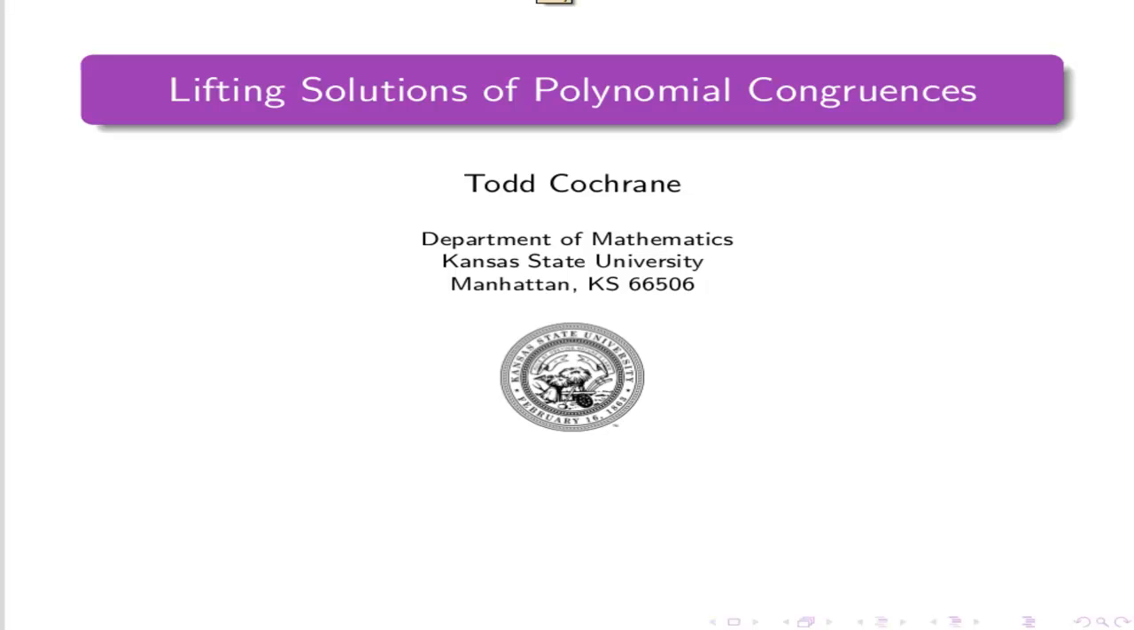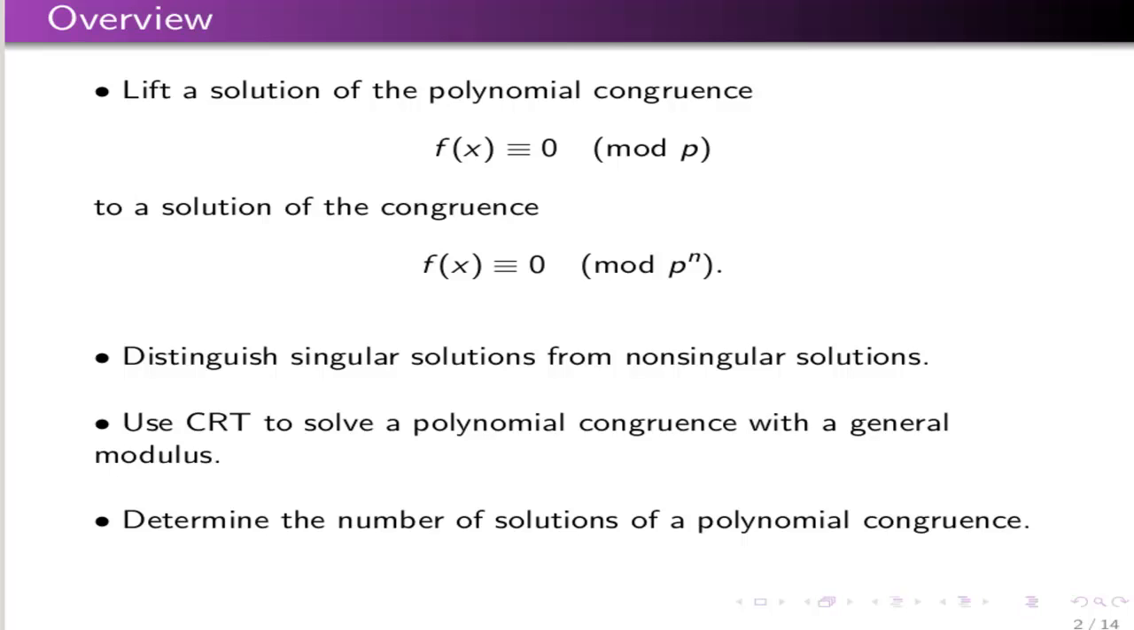Next, we look at studying a general polynomial congruence. In particular, I want to look at the technique of lifting solutions. So what do I mean by that? We start with the congruence mod p, where p is a prime, and I want to lift the solution to this congruence to a solution of the congruence mod p to the n power. So that's the primary goal of this section.